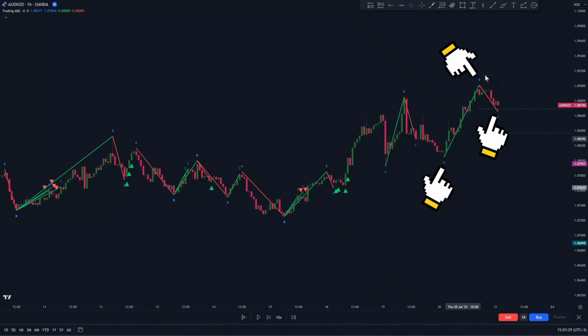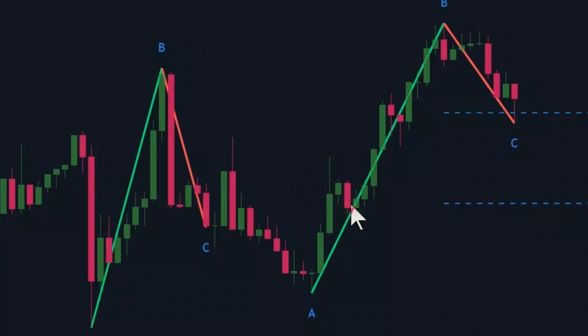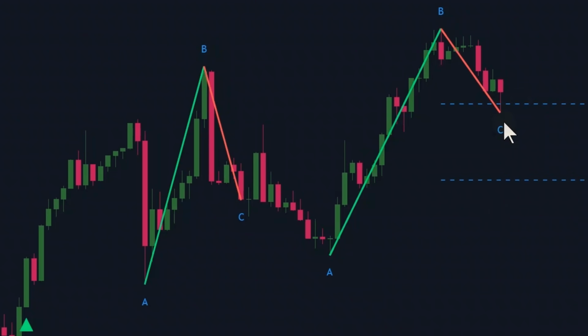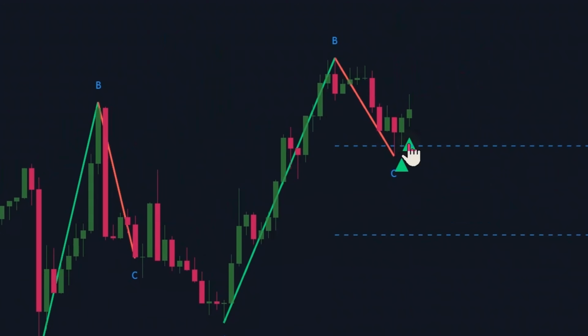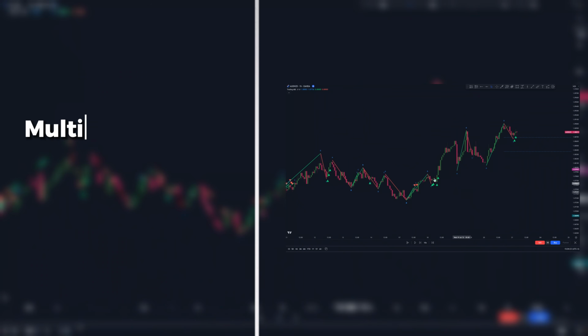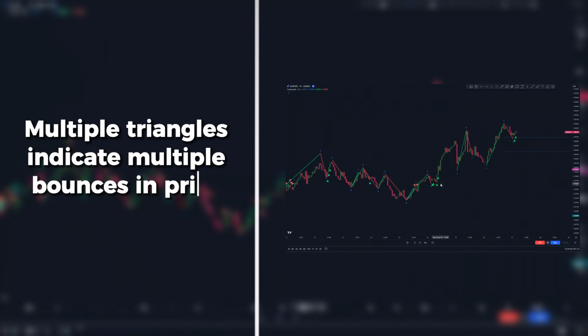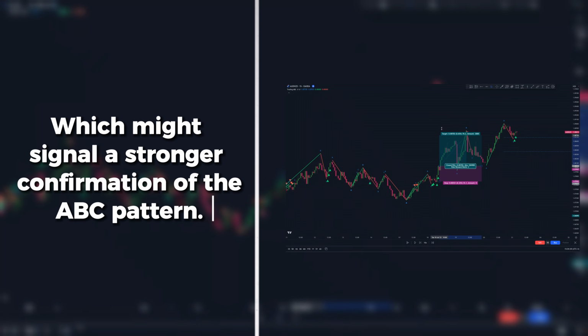These ABC patterns are formed by utilizing the zigzag waves to identify a suitable ABC structure in alignment with the prevailing trend, Fibonacci levels, and a set error rate. When these patterns are detected, the indicator will plot triangles on your chart as soon as the price bounces or starts going in the anticipated direction. But what if you see multiple triangles on your chart? Well, multiple triangles indicate multiple bounces in price, which might signal a stronger confirmation of the ABC pattern.